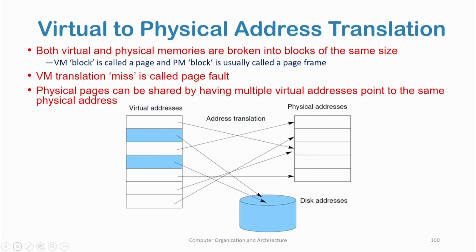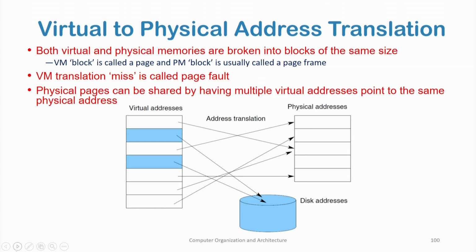Now, how do we do this mapping from virtual to physical addresses? Both the virtual memory and the physical memory are broken into blocks of the same size. As for caches, we divide into blocks and lines. For virtual and physical memories, we divide virtual memory into blocks called pages and the physical memory into blocks of the same size called page frames.